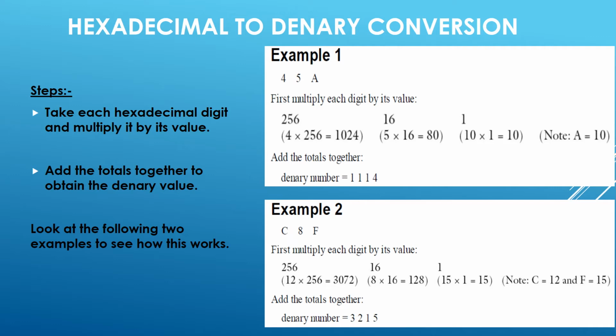4 will be multiplied with its hexadecimal notation, which is 256. 5 will be multiplied with its hexadecimal notation, which is 16. A is equivalent to 10, so 10 will be multiplied with 1.